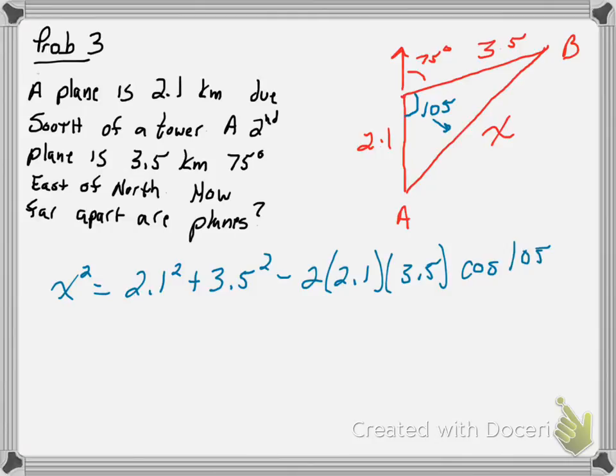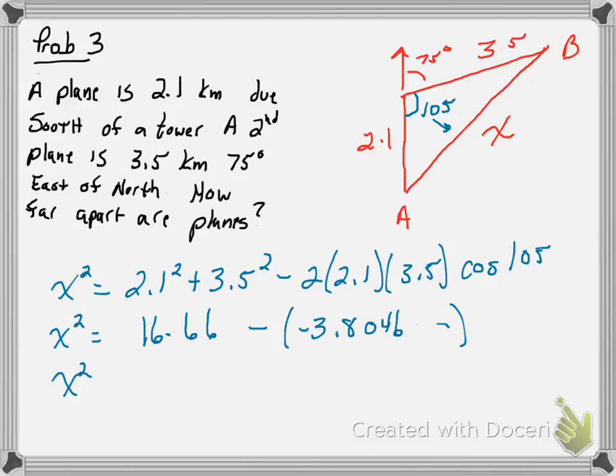Again, you could straight plug this in like it looks in the calculator. I do it by parts. X squared equals, so 2.1 squared plus 3.5 squared is 16.66. Minus, you punch all that in your calculator, you end up with a negative 3.8046. And again, some change, don't round there. Punch that in, you get x squared equals 20.46 dot, dot, dot. Again, some change. Do not round until the very end. Then you take the square root of the whole thing, and you end up with x equals 4.5, roughly.